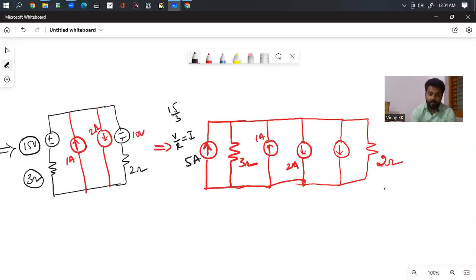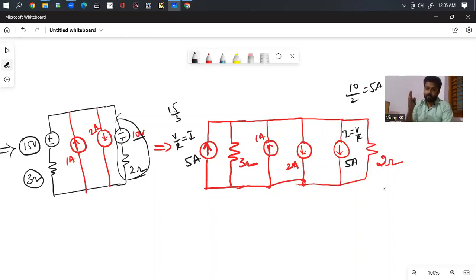Similarly, at the other voltage source here, I is given by V by R. Voltage is 10, R is 2, 10 by 2 is nothing but 5 amperes, so that 5 amperes is flowing downward. Now you know the rule that if the currents are flowing in the same direction, then there will be addition of current. If the currents are flowing in opposite direction, then there will be a subtraction of current, that is the difference of the current.